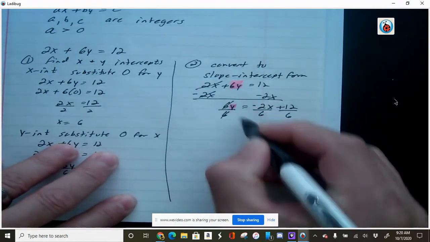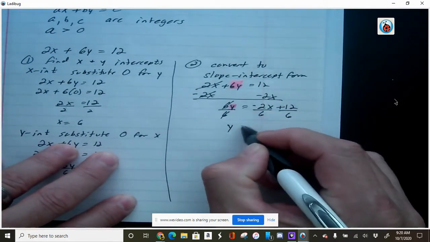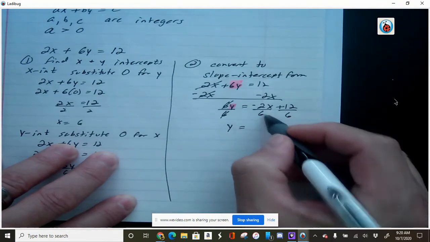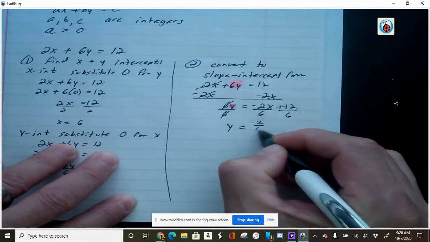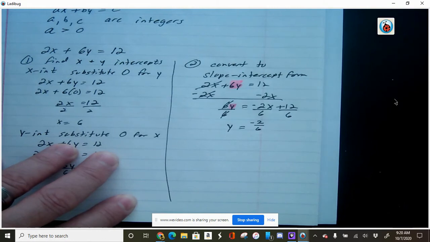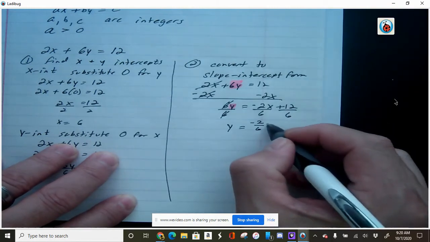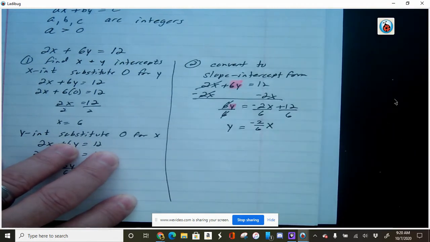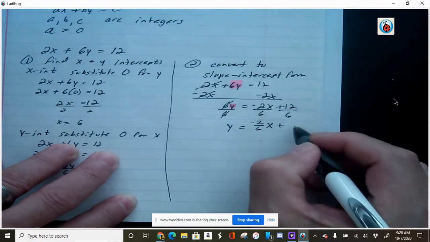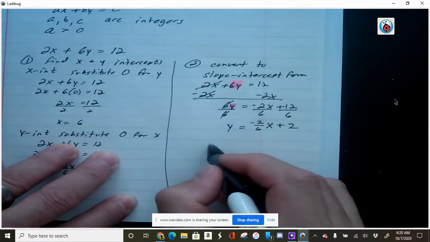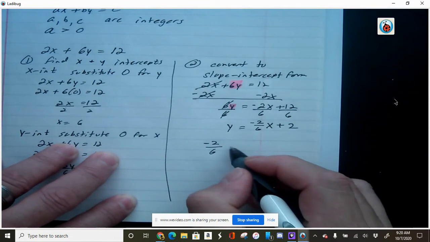6 divided by 6 is 1. They cancel out, leaving me with the y. Negative 2 over 6. I will go ahead and write that right now. We do know we're going to reduce that. I'll write the x beside it. And then 12 divided by 6 is 2. So let's go ahead and take that negative 2 over 6 and reduce it.